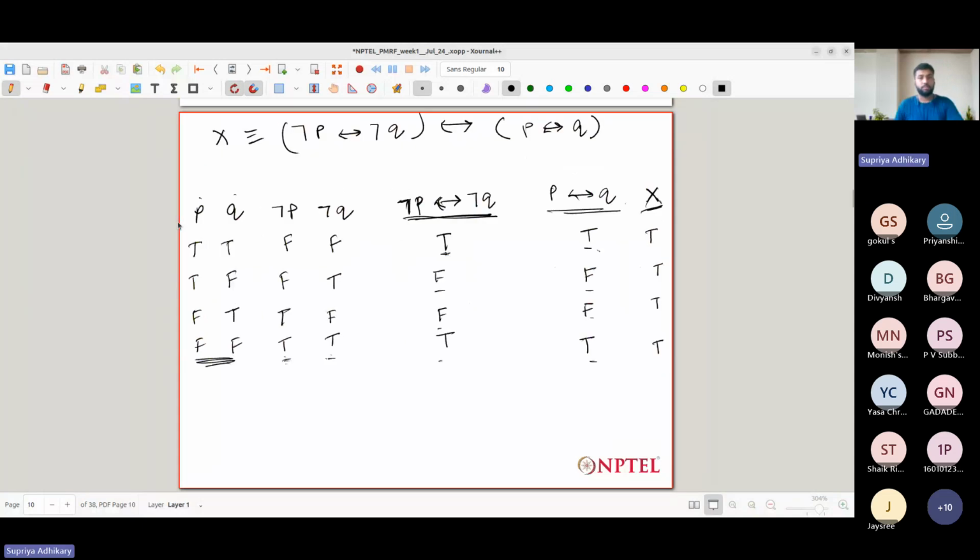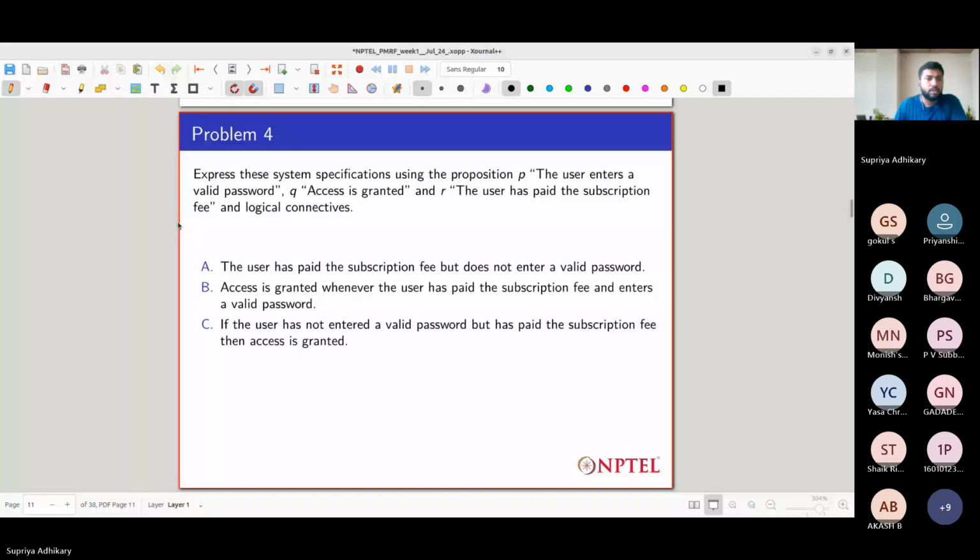Okay, so let's come to the fourth problem. Over here we have to express the system specifications using propositions. So we have three propositions over here: P, Q, and R. P says that the user enters a valid password. Q says access is granted, and finally the statement R is the user has paid the subscription fee.